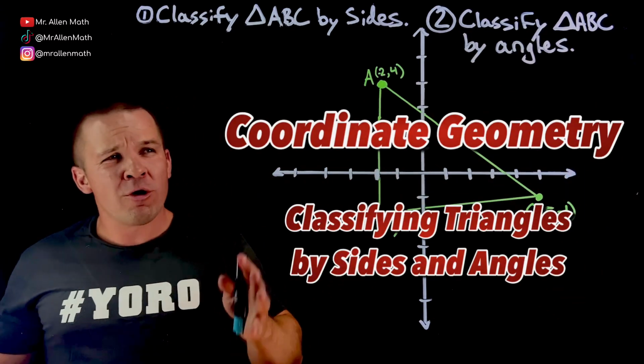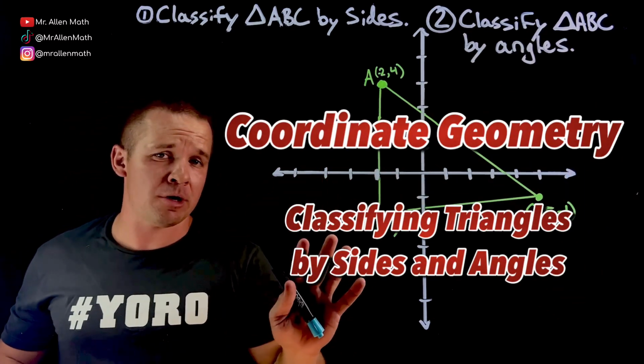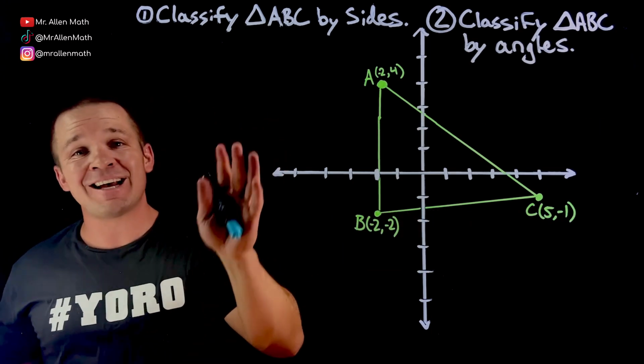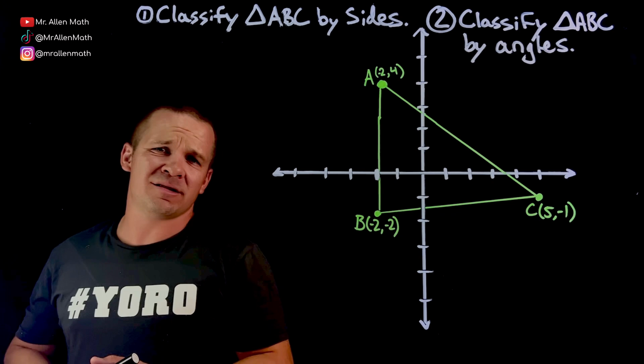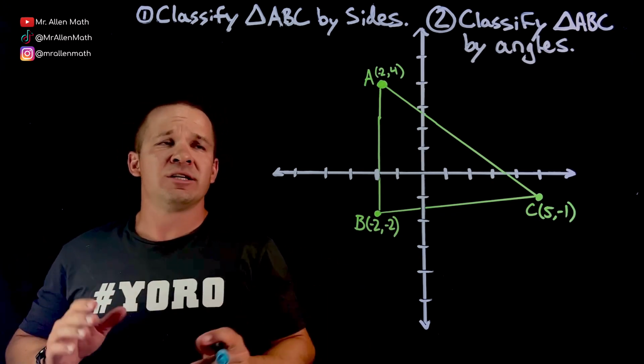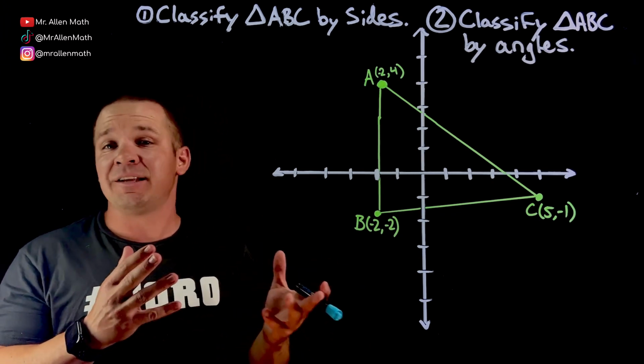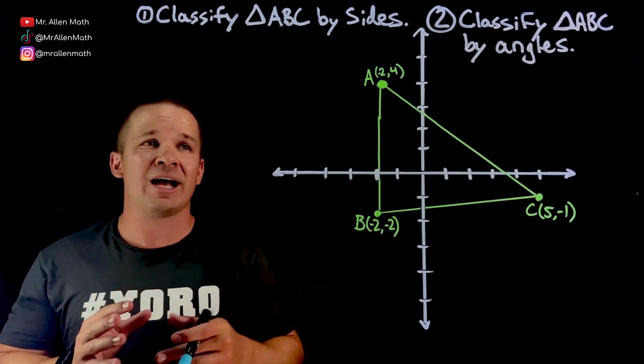Mr. Allen here. We are about to classify this dope triangle ABC by sides and by angles on this XY coordinate plane. Oh my goodness, this is going to be so much fun. All right, so basically I need to get my sides here, at least to start. Okay, I got to get my side lengths.